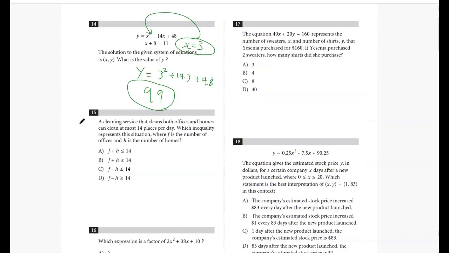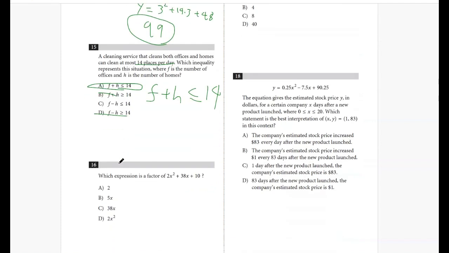The cleaning service that cleans both offices and homes can clean at most 14 places per day. So at most, we have a hint here. So B and D are eliminated. Which inequality represents the situation where F is the number of offices and H is the number of homes? Well, obviously we need to add. So A is the correct answer.